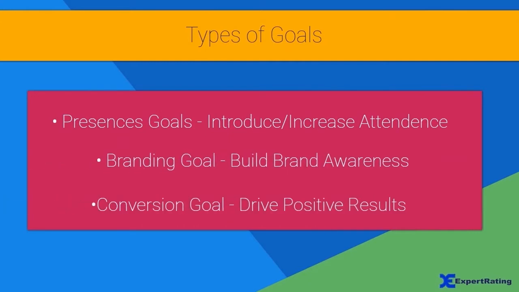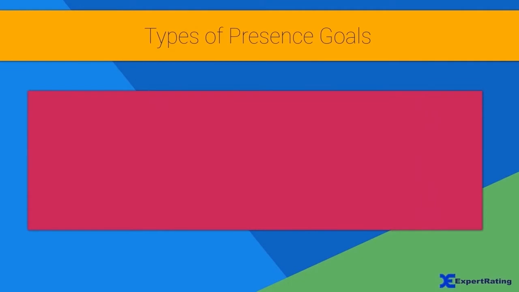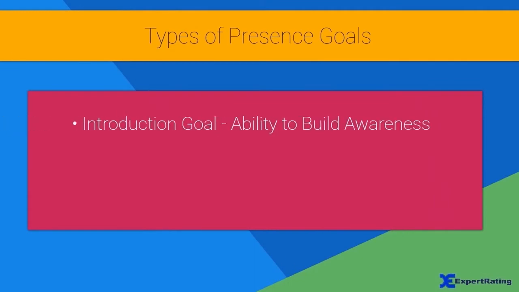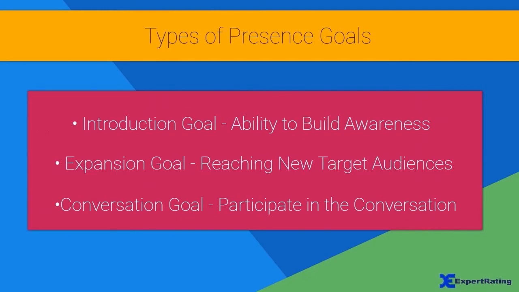There are several types of social media goals. Understanding them will help you focus on what to implement and practice. These goals include presence, brand, and conversion goals. There are three types of presence goals: introduction, expansion, and conversation goals. All of these will increase your visibility on the internet.